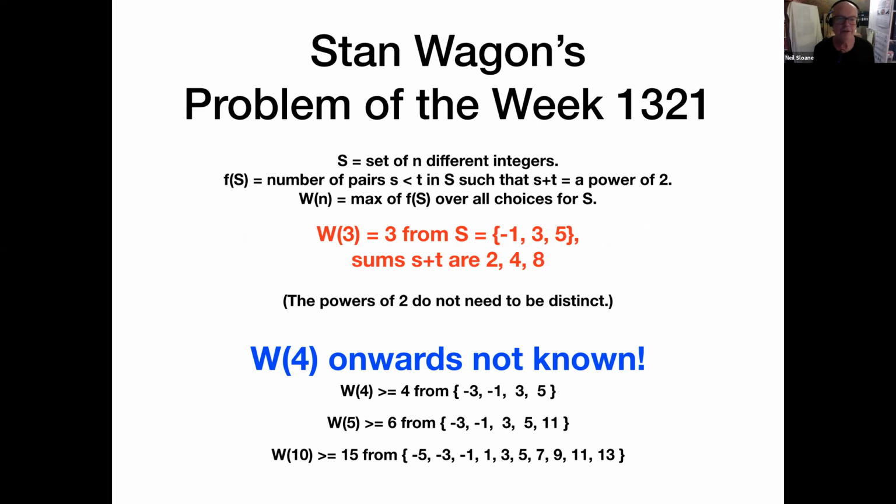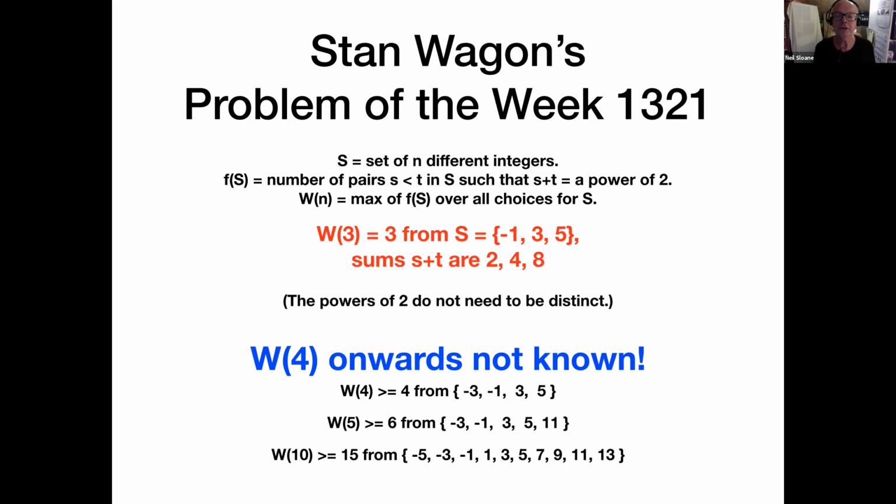The first one is Stan Wagon has these occasional problems of the week. This is, I think, from March of this year, problem of the week 1321. And he says, listen to this question. You can pick a set of n different numbers. That's the only constraint. They're integers, but they can be negative.